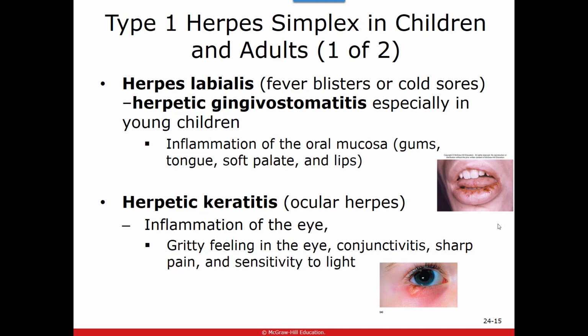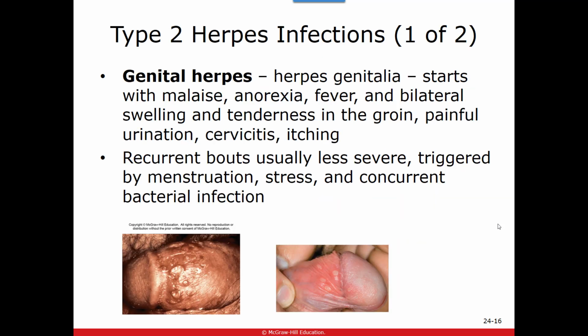Now the herpes simplex 2 strain is the one that's generally going to show the genital lesions. It's usually going to start with the body fighting off something. There's going to be tiredness, anorexia, fever. You might have swelling in the groin, painful urination, itching. Things that can reactivate it are stress, menstruation, and any other kind of bacterial infection, which can all aggravate the virus to go active again.